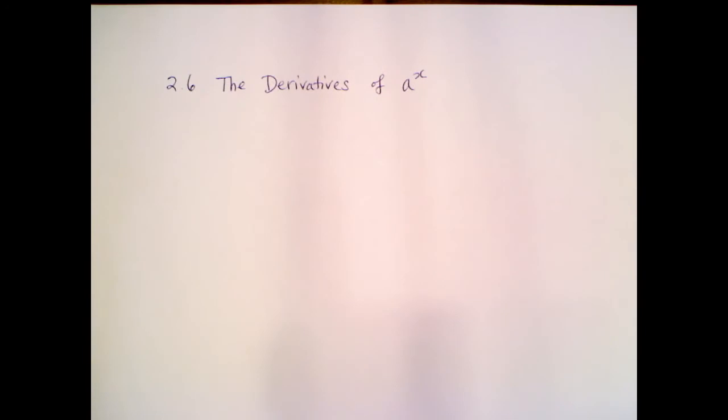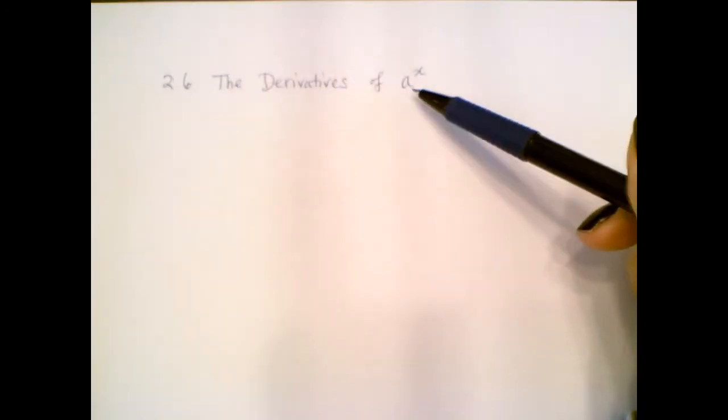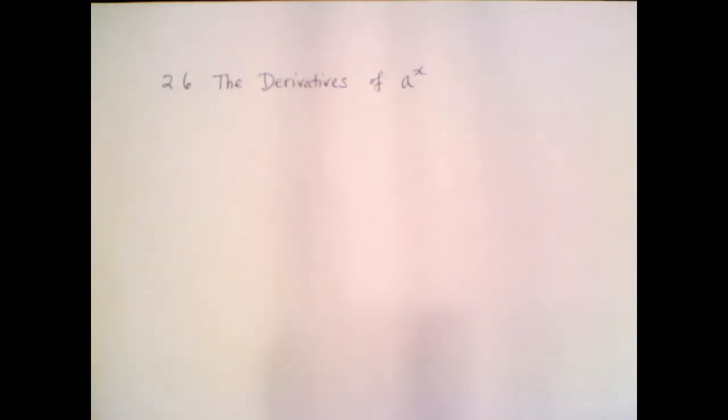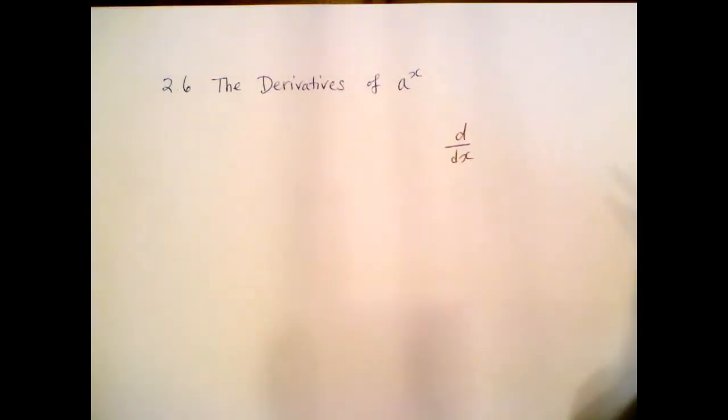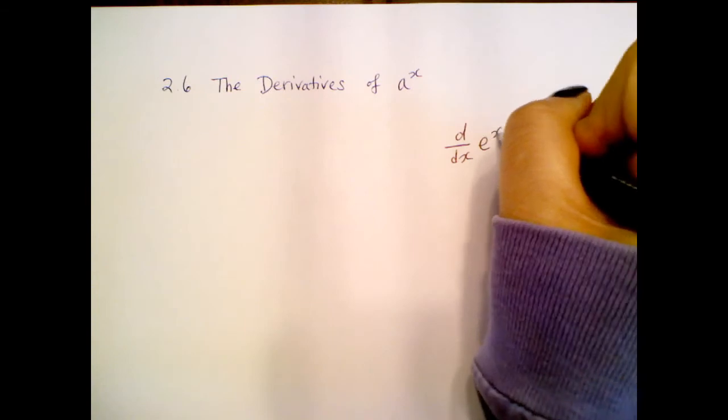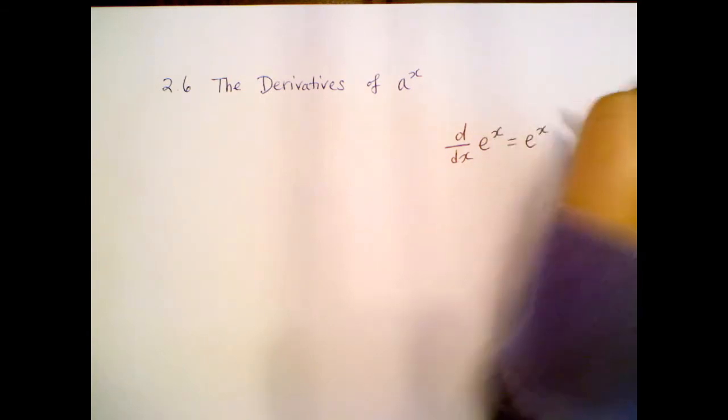Now in the previous video we found the derivatives of log base a of x. In this case we're going to work with an exponential form that has a base, it could be 2 to the x power or 3 to the x power. But we do know the derivative of one exponential function, something we talked about before spring break: the derivative with respect to x of e to the x is equal to e to the x. So remember this.